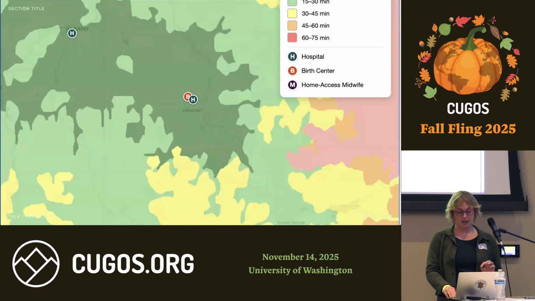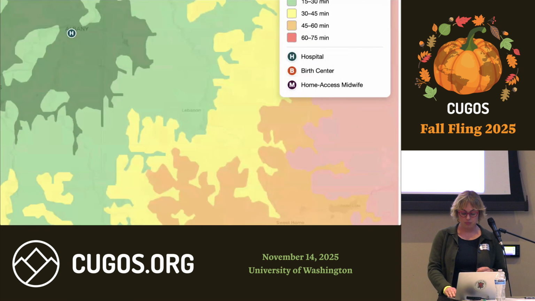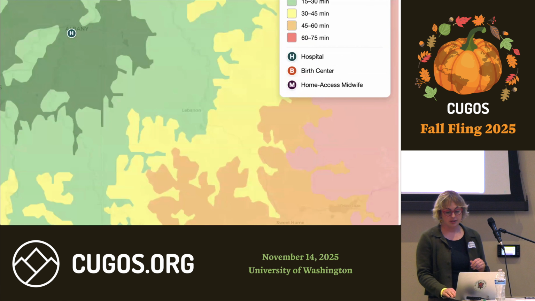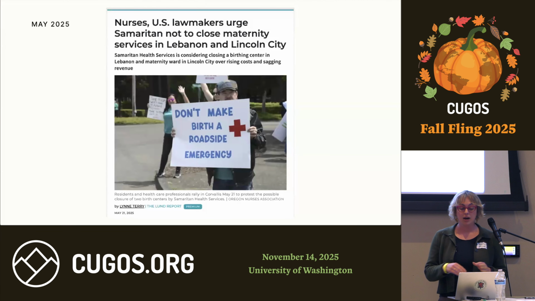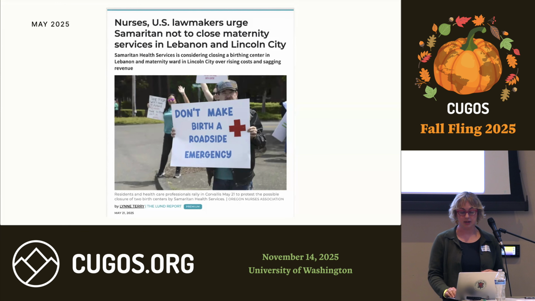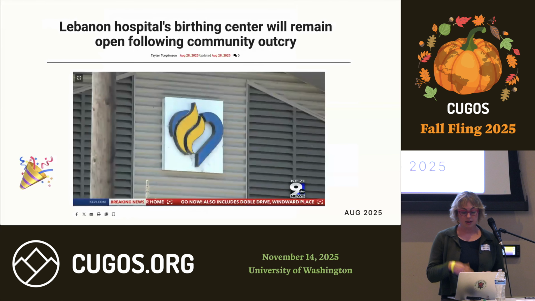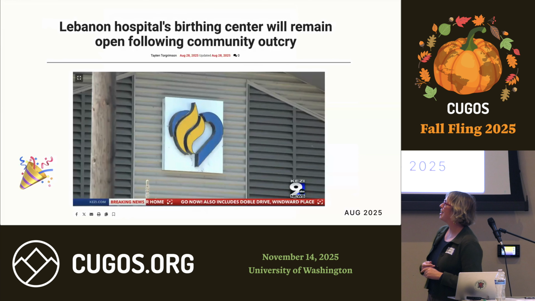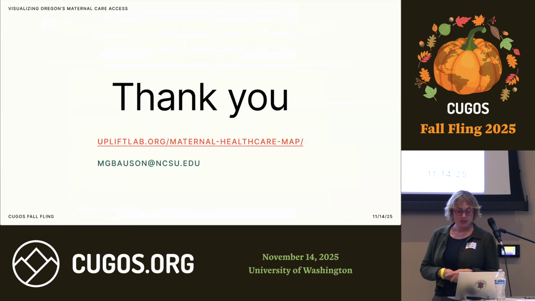So a little demonstration here. This was an at-risk location when we were doing the project, a hospital in Lebanon. When we got rid of that location, you can see, I'll toggle it back, a lot of expanded low access area around that location. But on a happy note, during the project, there was a lot of publicity about that location. There was a lot of protesting in that community about it being at risk. And then in August of 2025, following our project, their birthing center remained open. And I don't know if someone showed them our map, but I would like to think so. And so we had a little success there. And yeah, that's it. Thank you.